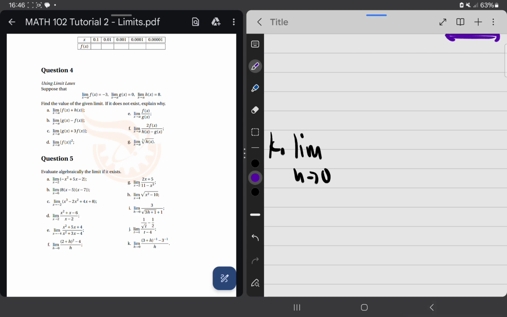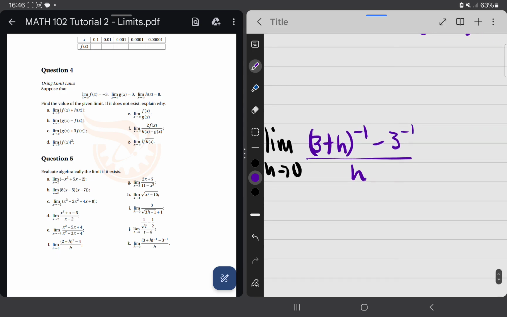You can try it on your own if you want. Pause, try it on your own, then catch up. So this is mine now: the limit as h goes to 0 of (3 plus h)^(-1) minus 3^(-1), all over h. It's good to try. It's good to have your own and be trying and everything. Okay, now let's go through this.